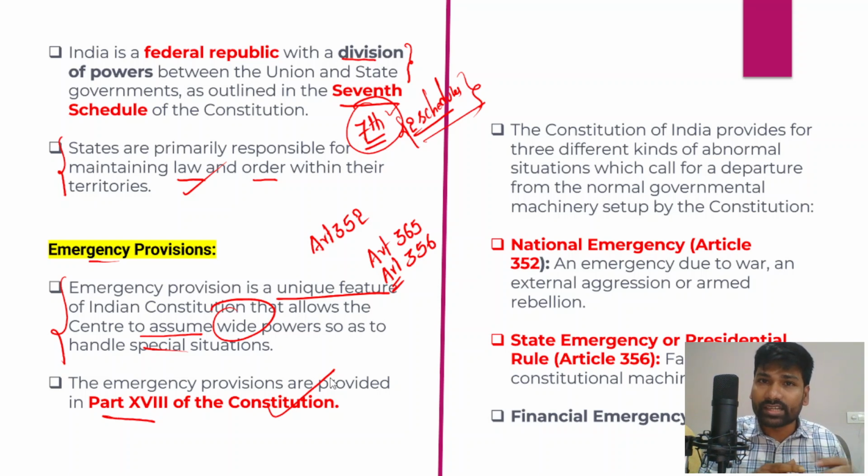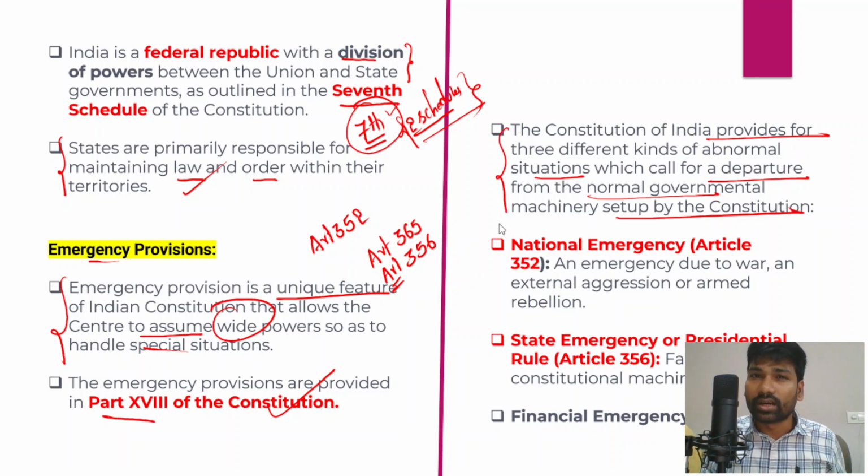This particular part contains the emergency provisions. So however, the Constitution of India provided for 3 different kinds of abnormal situations, and these 3 different types of abnormal situations call for a departure from the normal governmental machinery set up by the Constitution. So whenever there will be president's rule or a national emergency, that specifically indicates that there is a departure or deviation from the normal government machinery which has been established by the Indian Constitution.